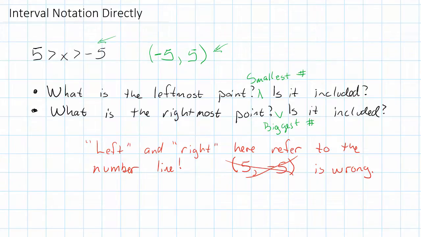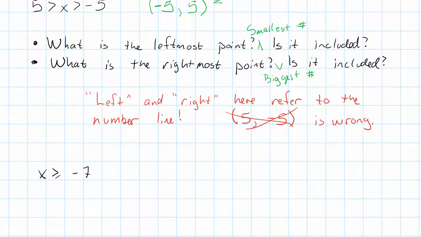Let's see another example. X is greater than or equal to -7. What's the smallest number that's greater than or equal to -7? Well, -7, right? Everything else is bigger. -7 itself is included, so that gets a square bracket.